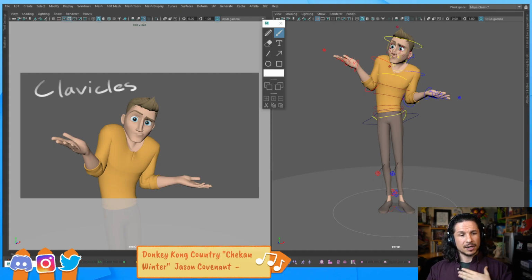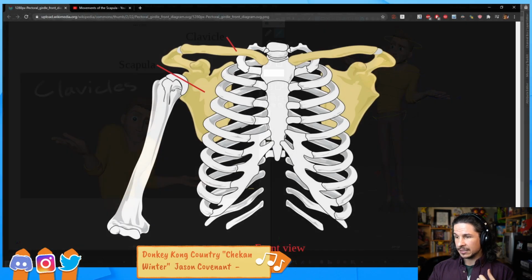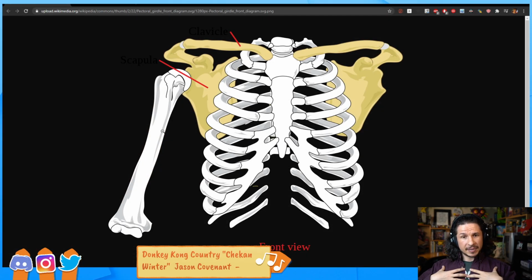So this is a part of anatomy that is very tricky for people to understand at first. So let's actually just take a look at a skeleton here. We have our rib cage, that's right in the center of our body, and then our arms connect to our body. Now, it doesn't connect directly to the rib cage. It is connected to the rib cage by the clavicle and the scapula. The scapula is the shoulder blade on the back of your body.